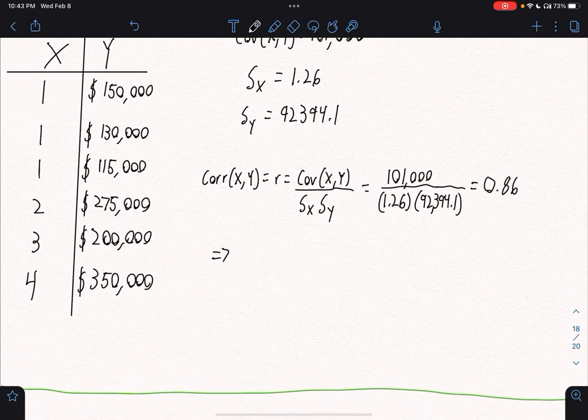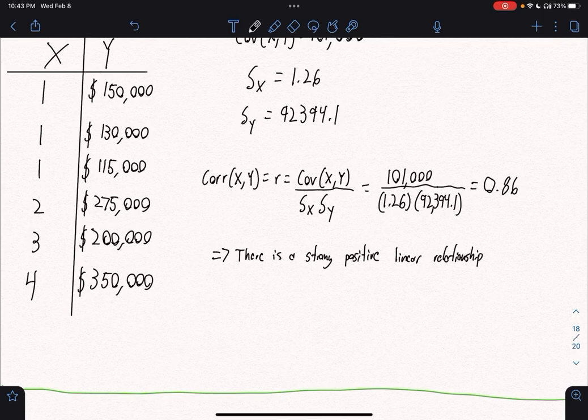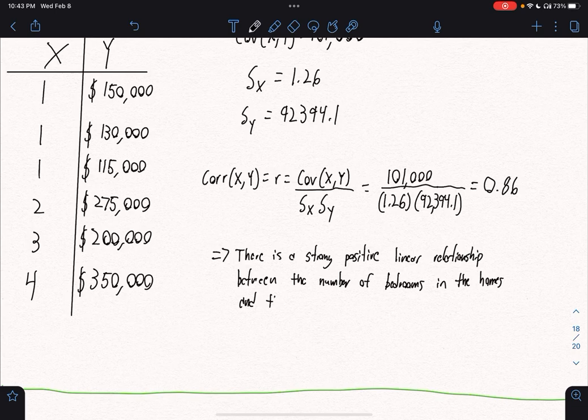So we would say there is a strong positive linear relationship between the number of bedrooms in the homes and the price of the homes. And this is in Latrobe, Pennsylvania.